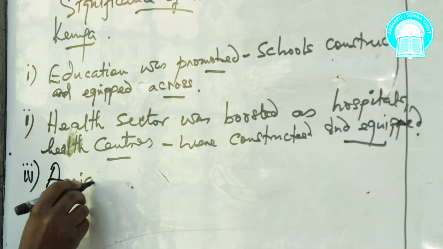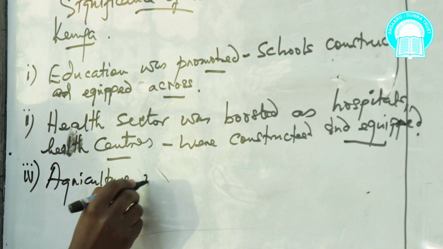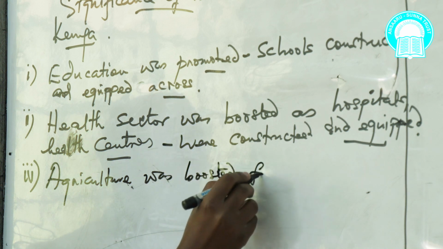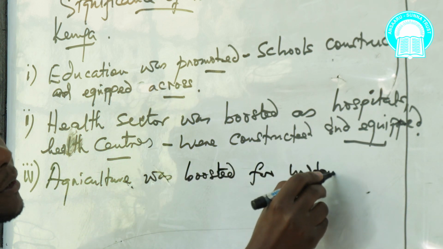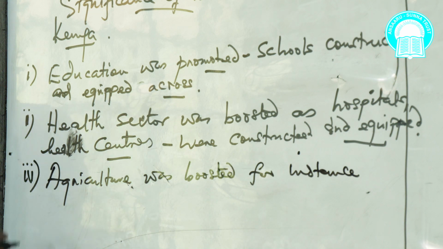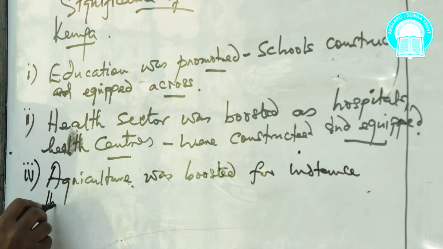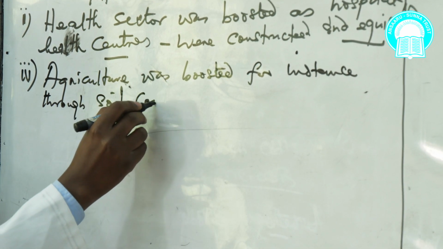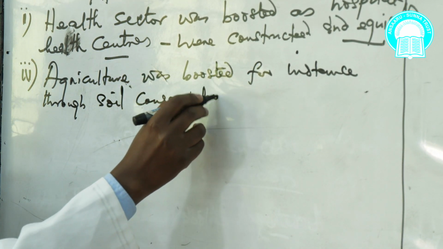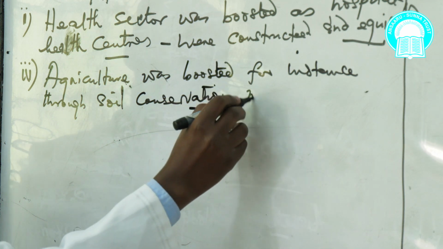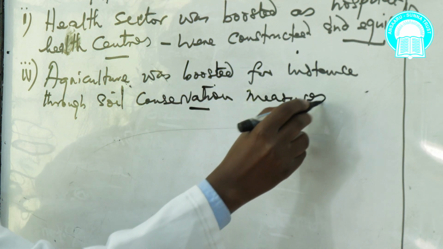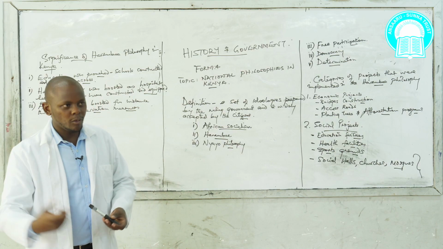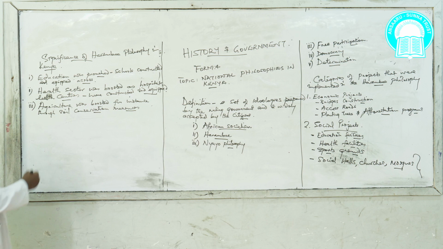Another one is agriculture was boosted. For instance, through soil conservation measures that were undertaken by the community. So at the end of the day, Kenyans were able to enjoy food security.